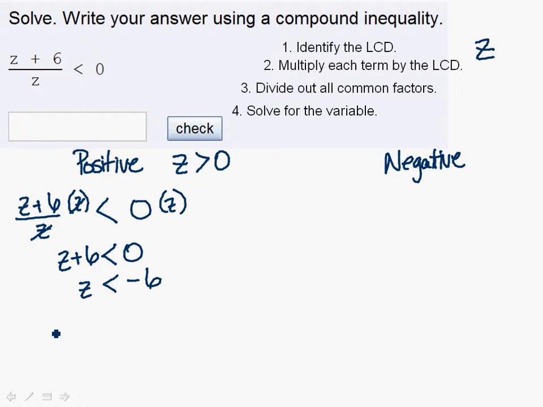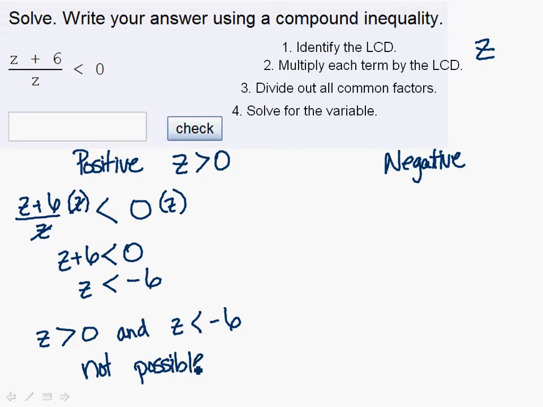Okay, so on the positive side, we're saying that z is greater than 0 and z is less than negative 6. Okay, this is not possible. z cannot be less than negative 6 and also greater than 0. Also, if we plug a value that is less than negative 6 into our original inequality, we find that this becomes positive, which does not make sense because the left-hand side has to be less than 0. So this is not a possible answer.